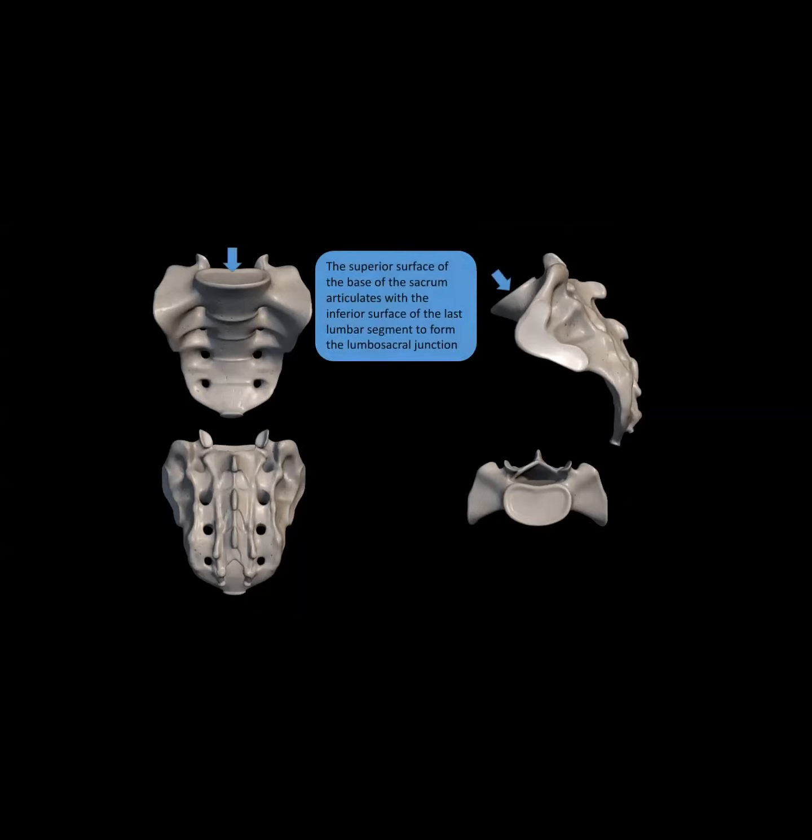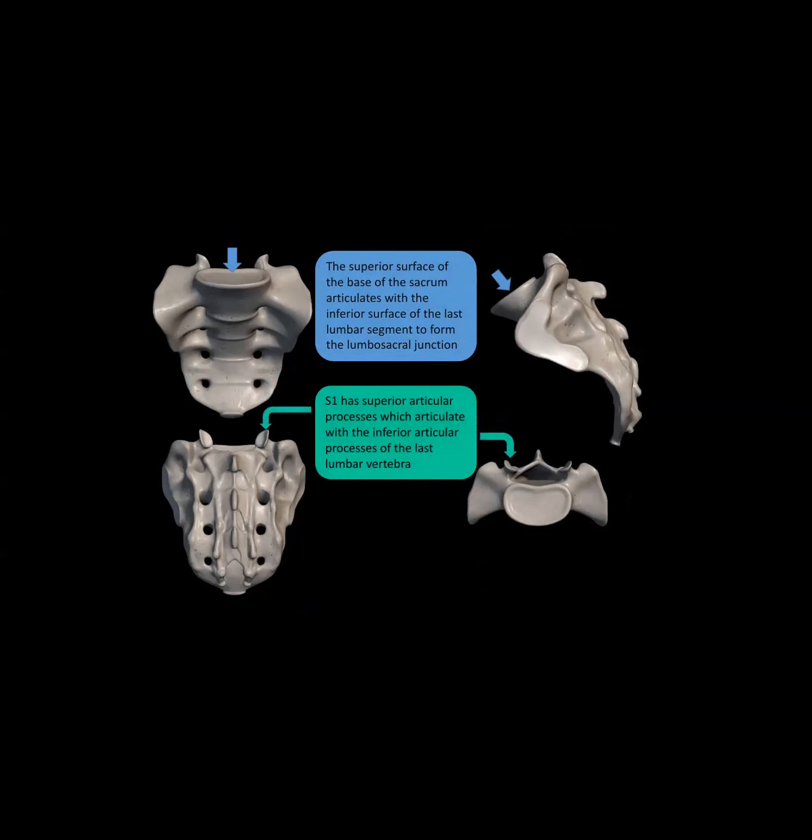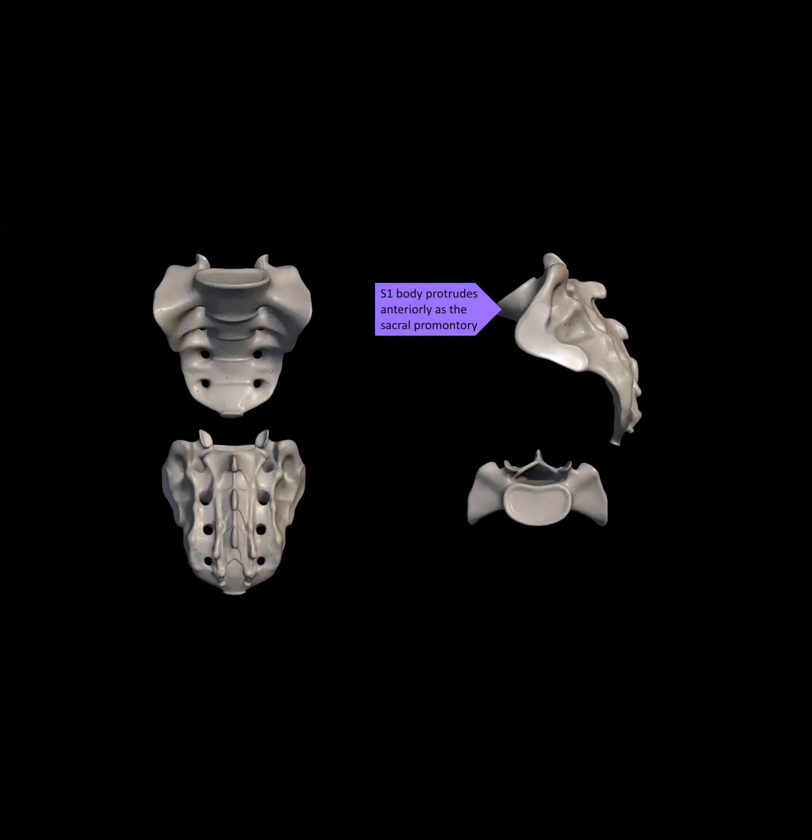The superior surface of the base of the sacrum articulates with the inferior surface of the last lumbar segment to form the lumbosacral junction. S1 has superior articular processes which articulate with the inferior articular processes of the last lumbar vertebra. S1 body protrudes anteriorly as the sacral promontory. On each side of the sacral base is a large wing-like lateral mass called the ala. Laterally, a large articular facet for the articulation with the pelvis in the sacroiliac joint.